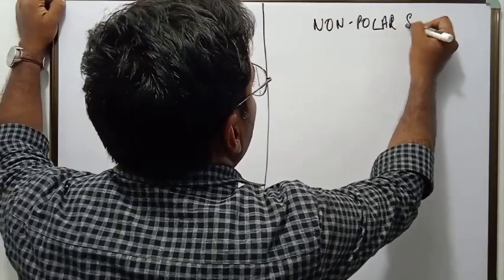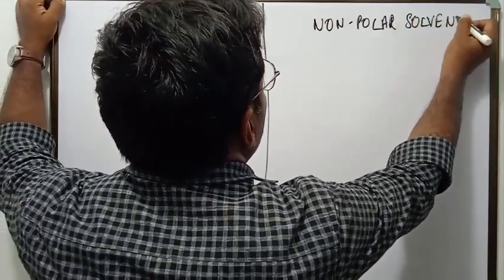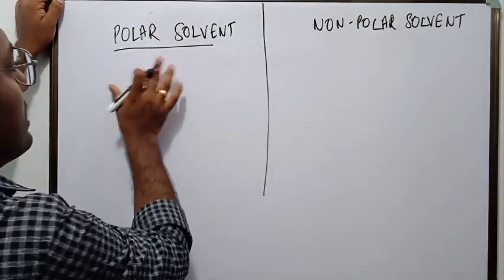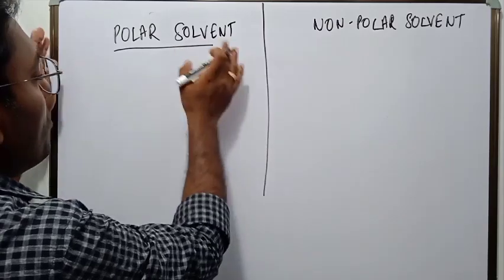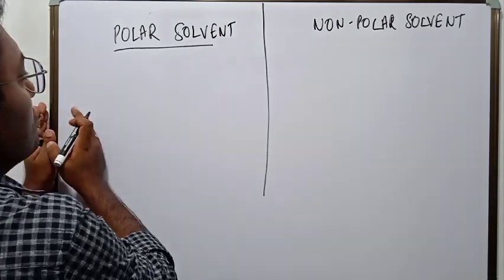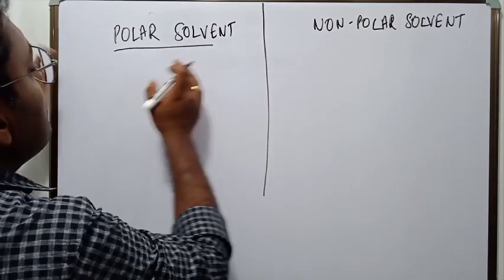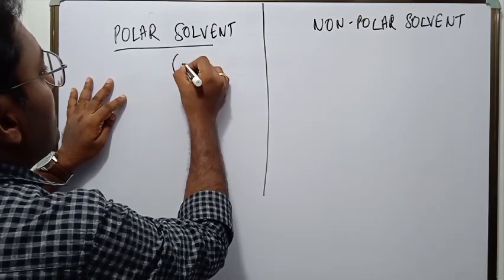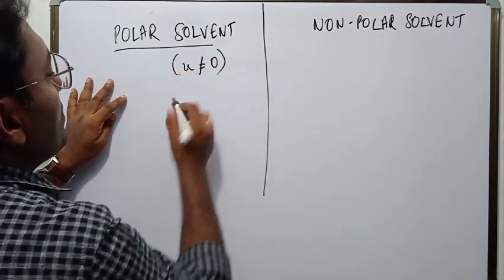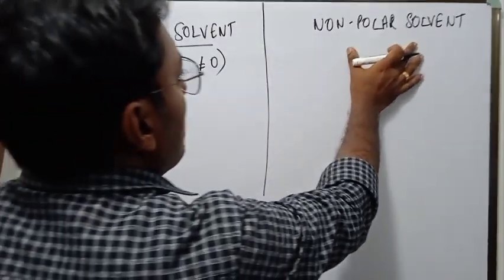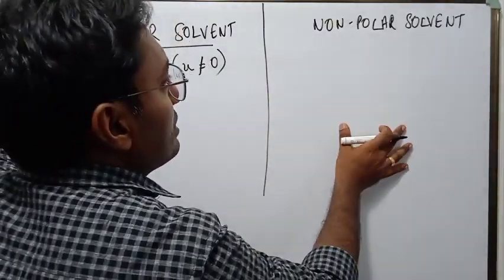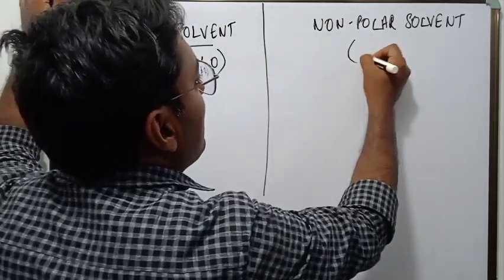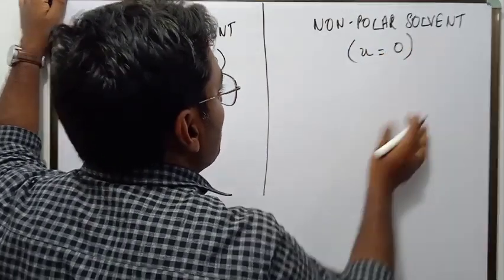Now, as the name indicates, the polar solvent has charge separation. It has two charges in a molecule, a positive charge and a negative charge, and there is a charge separation in polar solvent. That is, there is a dipole. So the dipole here is not equal to 0. While in a non-polar solvent, there is no charge separation. There are no charges in the non-polar solvent molecule. So therefore, the dipole is always equal to 0.